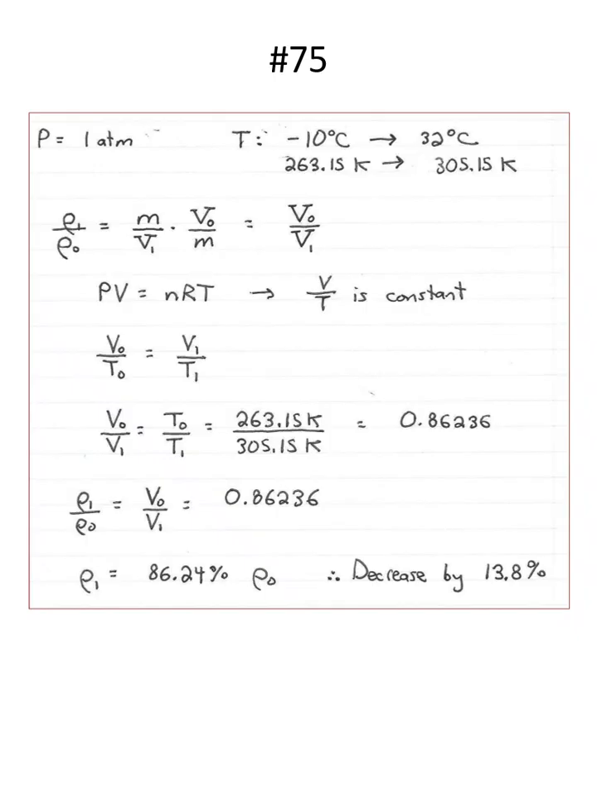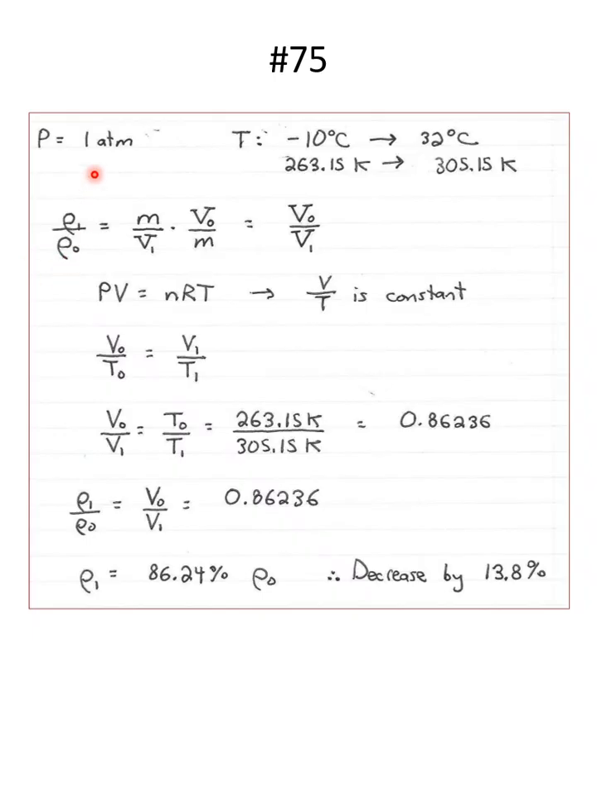Number 75 says an ideal gas is maintained at 1 atmosphere pressure. By what percentage does the density of the gas change from a cold day, negative 10 degrees, to a hot day, 32 degrees? So it's asking by what percentage does density change? Whenever something's asking by what percentage does it change, we're going to set up a ratio of the new to the old. So we're doing rho 1 over rho 0.